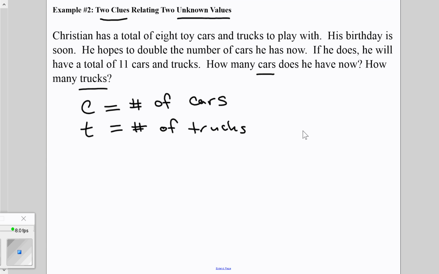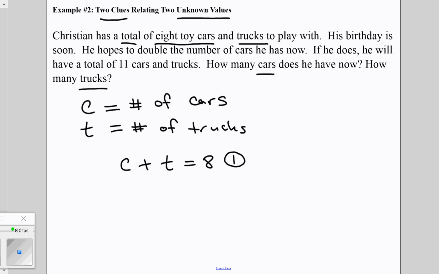Reading through the problem, it says that Christian has a total of 8 toy cars and trucks to play with. So if I add C plus T, that should equal 8, and that can be our first equation.